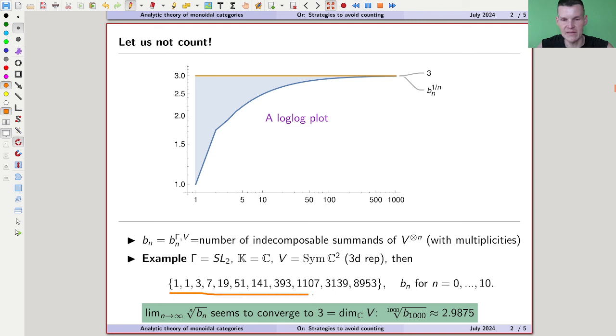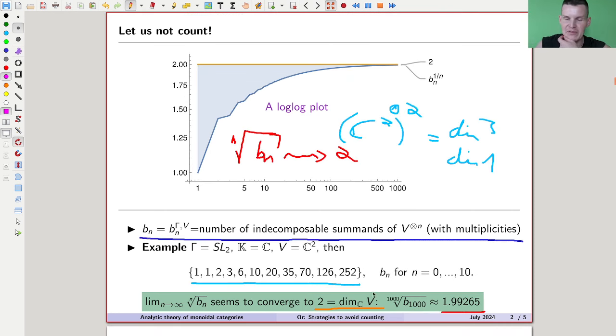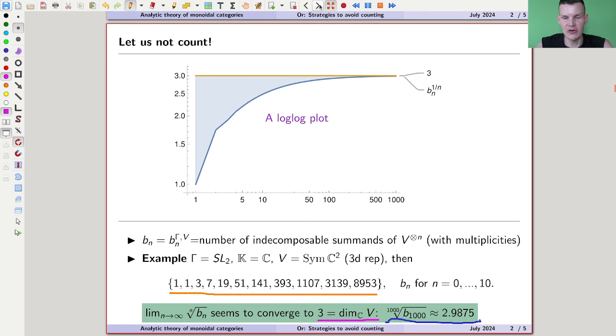You get this sequence 1, 1, 3, 7, 19, whatever. You take the nth root, and at the 1000th power, you have 2.98 something. So it seems to converge to 3, which, wow, is actually the dimension of our space. So there seems to be something we can say. So the dimension of our space here appears as the leading growth rate of my function. That's somewhat interesting.